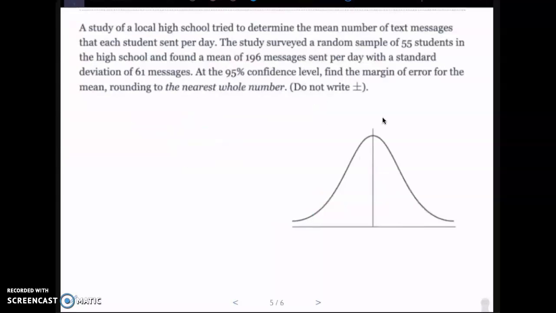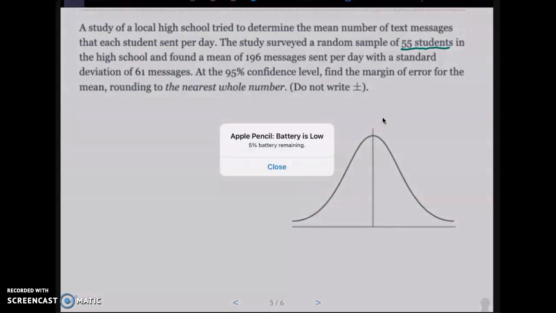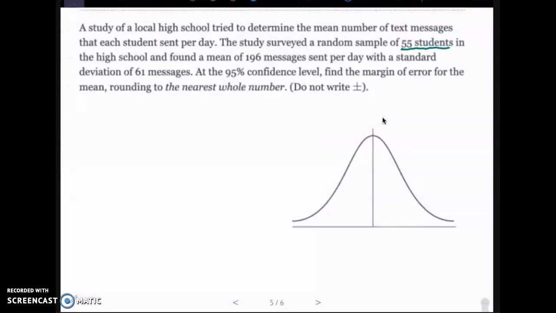Let's do another one. A study of a local school tried to determine the mean number of text messages that each student sent per day. The study surveyed a random sample of 55 students in the high school and found a mean of, so notice I'm underlining the important stuff, 196 messages, and a standard deviation of 61 messages. And a 95% confidence interval, find the margin of error, round to the nearest whole number.